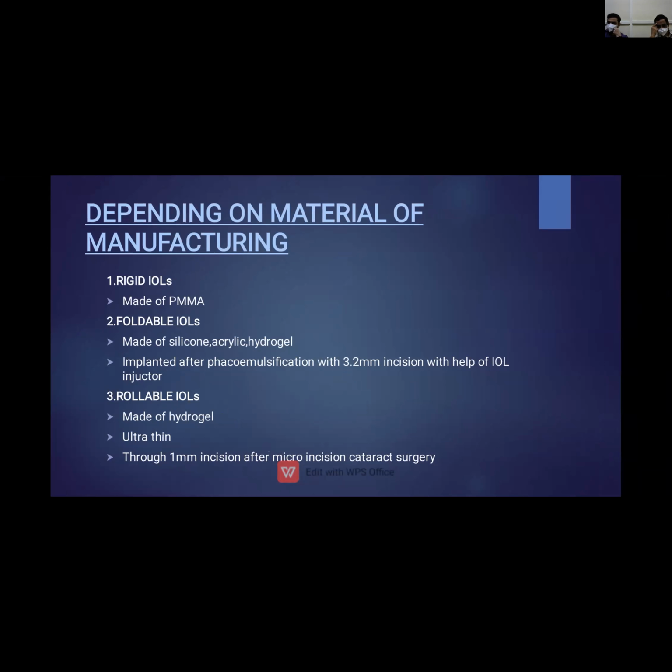These are implanted after phacoemulsification with a 3.2 mm incision with the help of an IOL injector. If these are thin foldable IOLs, they can be implanted with a 2 mm incision. Rollable intraocular lenses. These are made up of hydrogel. These are very ultra thin. They may be implanted through a 1 mm incision after micro incision cataract surgery.